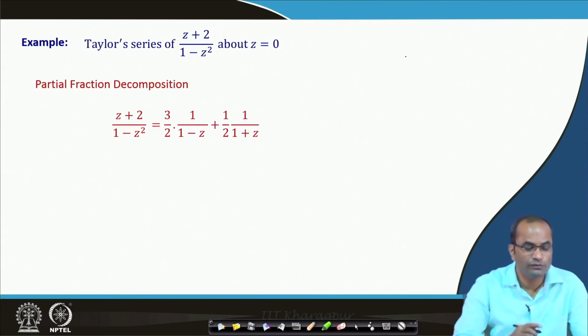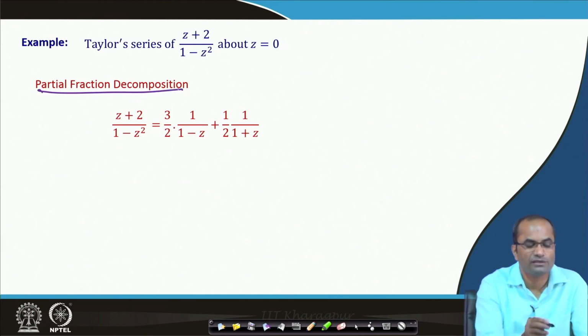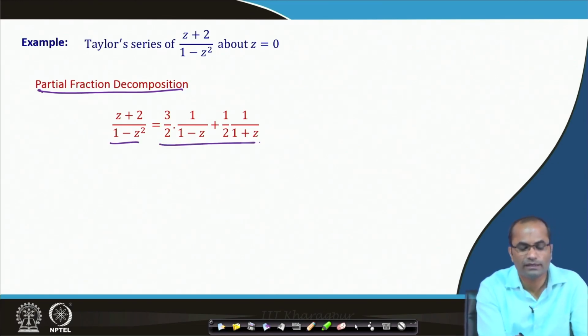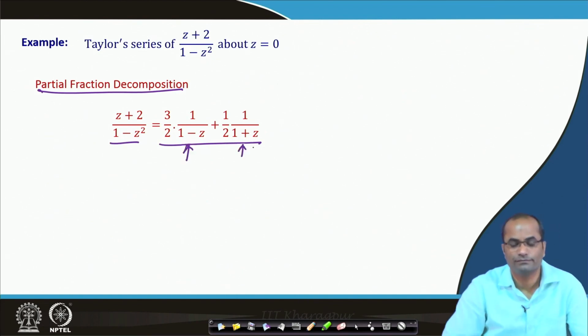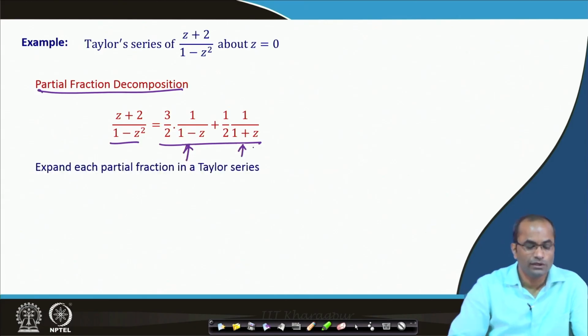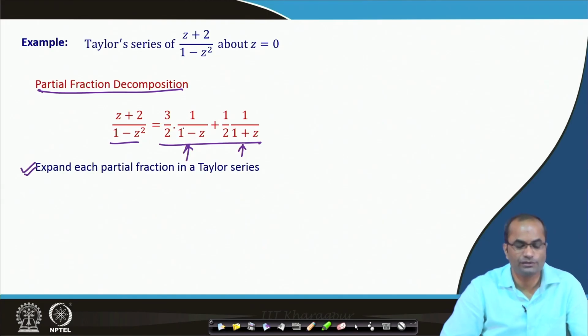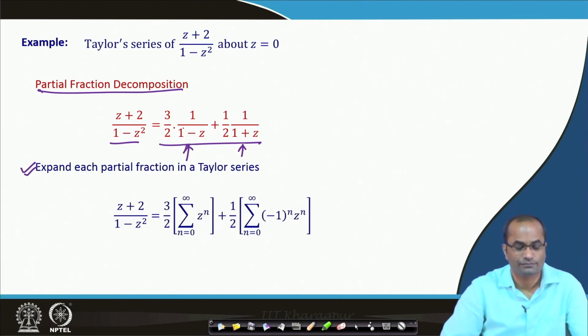We want to get the Taylor series of (z plus 2) over (1 minus z) squared. What we will do is use this idea of partial fractions, and that is what we will do in most of the examples. So, this (z plus 2) over (1 minus z) squared, if we break it into partial fractions, we will get these two terms: one is 1 minus z and another is 1 plus z. Now we can expand each of these partial fractions in a Taylor series.